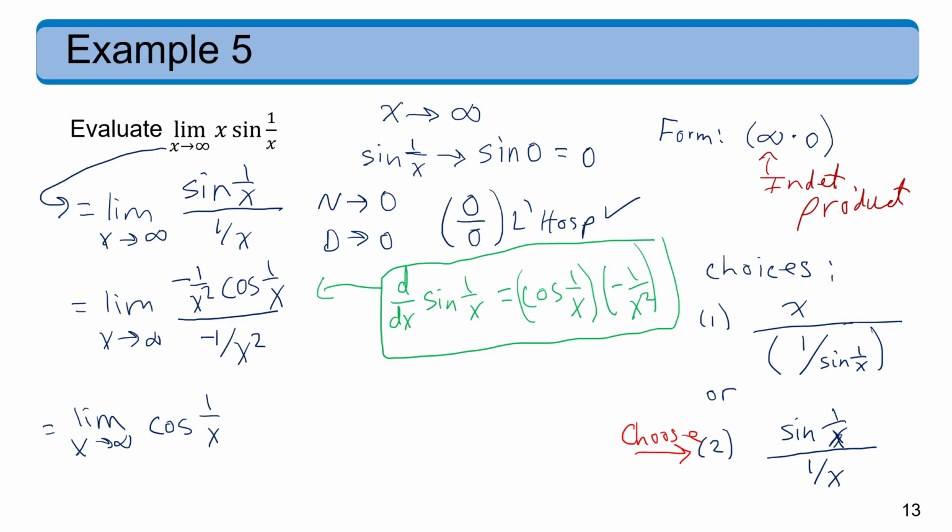Now we can't do direct substitution because x is going to infinity and we can't plug in infinity. But let's think about the pieces. So 1 over x, we've already discussed, as x goes to infinity, 1 over x goes to 0. So this limit will be equal to cosine of 0. And we happen to know cosine of 0 is equal to 1. So now we're done. We have the limit of the given function that we were asked to evaluate.